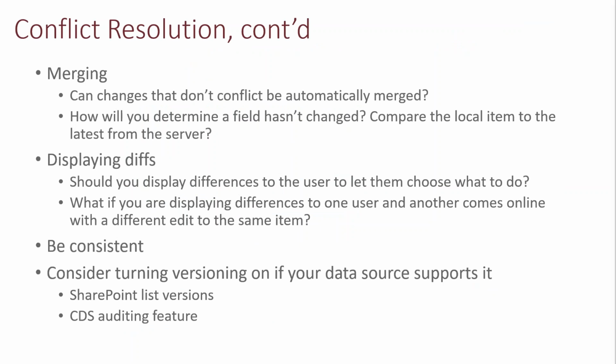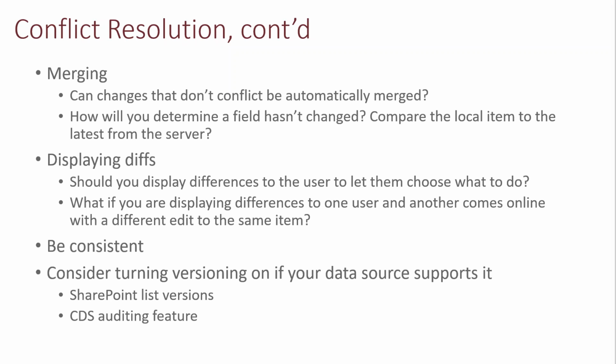So merging, are you going to be able to automatically merge changes that don't conflict? Maybe that's something you can do. Maybe you can check your original item against the different things that have been submitted, see what can be merged automatically. Are you going to display the differences to let the user choose what to do? Oh, hey, Sue, while you were offline, Joe made this change. What do you think? Keep it or get rid of it? That's kind of what TFS does, right? So if you're working with Visual Studio, you might be familiar with some of that.